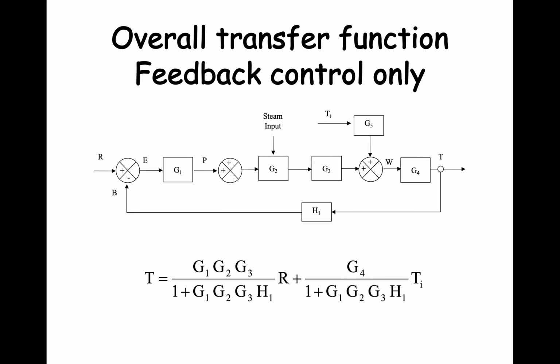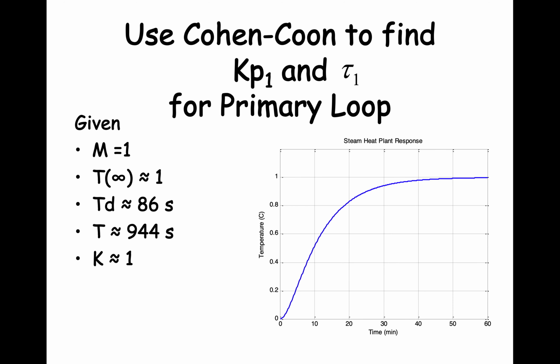Here is the overall transfer function for the steam heat exchanger with feedback control only. Now assume that we are given a plot of the boiler output when the controller is disconnected from the system and we input a small step change in the input of magnitude m equals 1.